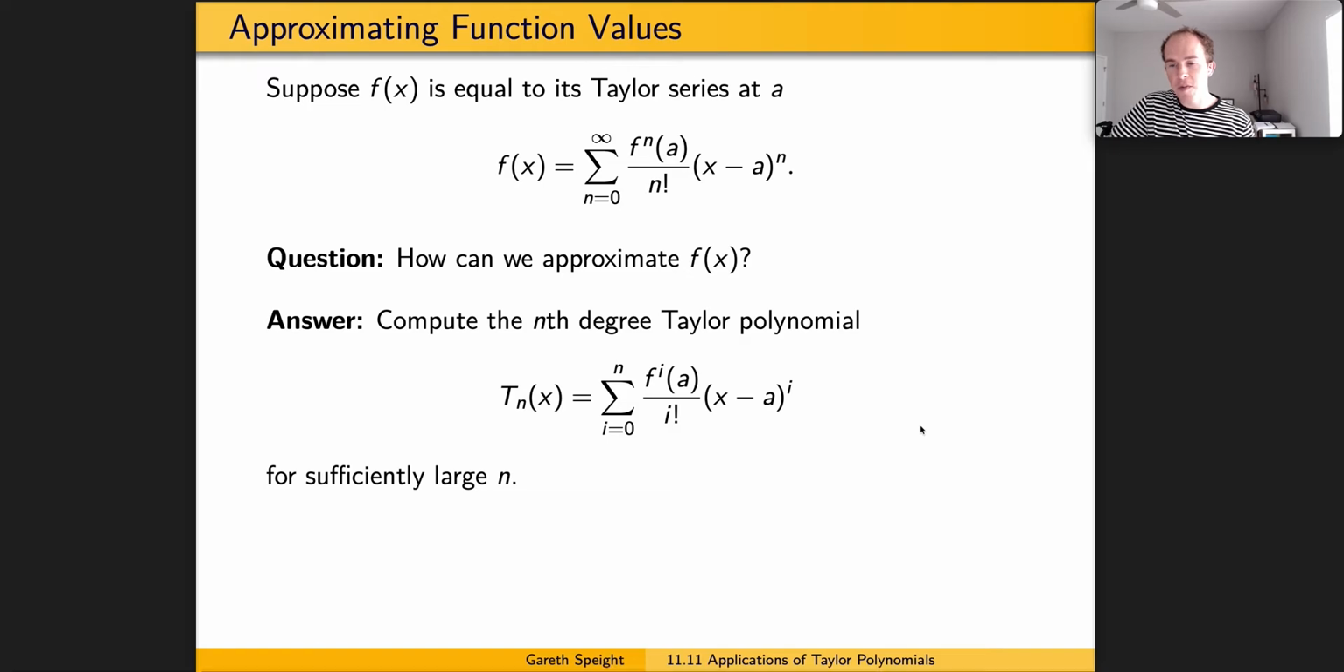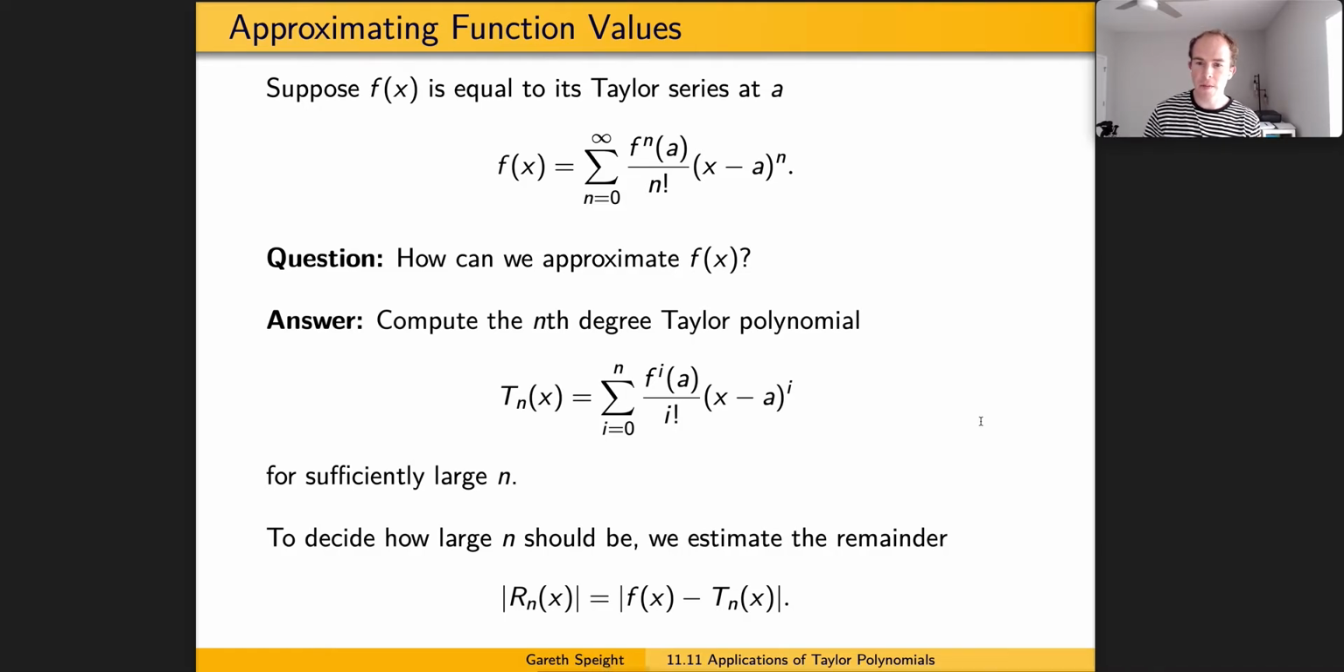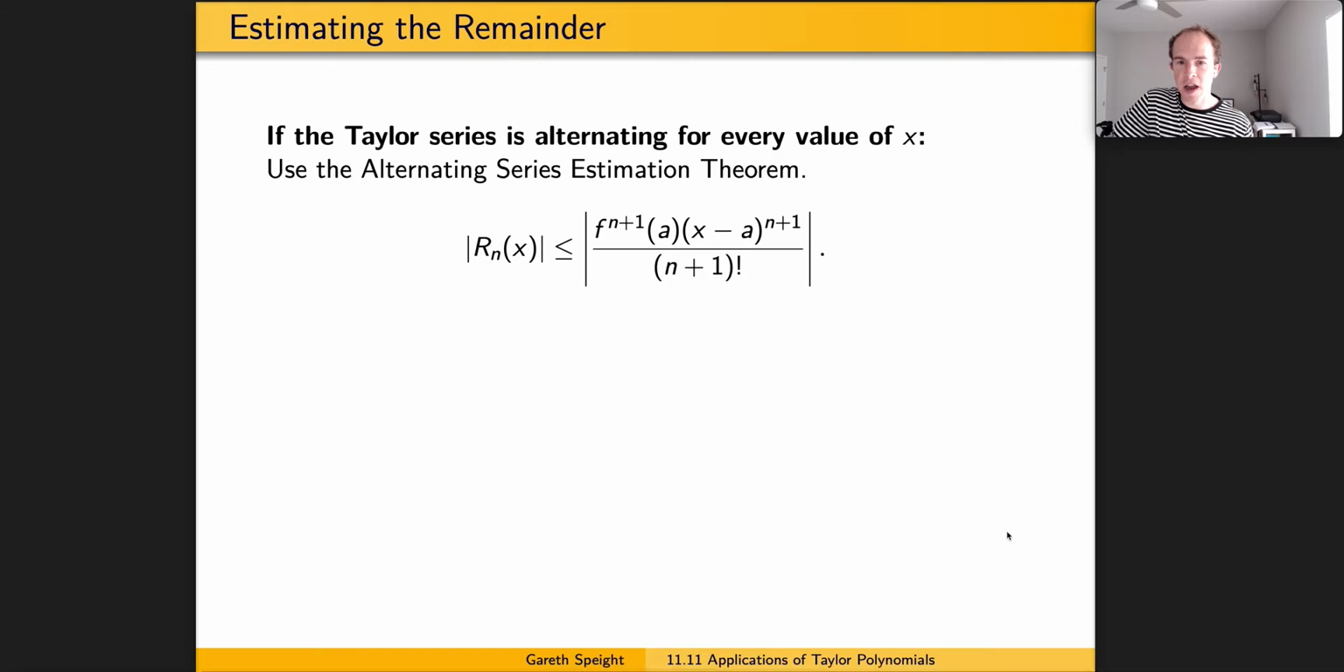So if we're approximating something, this is going to be our approximation, but we typically want to know how good our approximation is. To know how good our approximation is, which is important, we want to be able to estimate this remainder, which is the difference between the true value f of x and the approximation, which is this nth degree Taylor polynomial Tn of x, which goes up to the nth term.